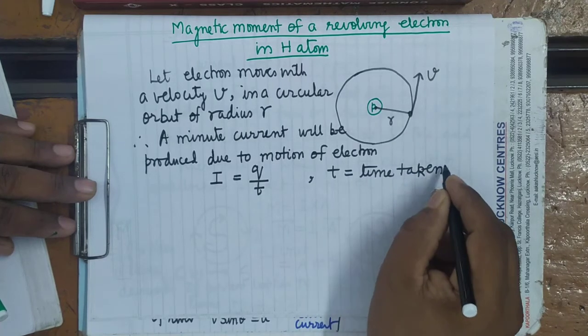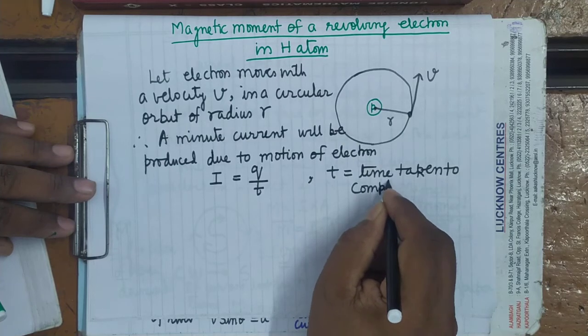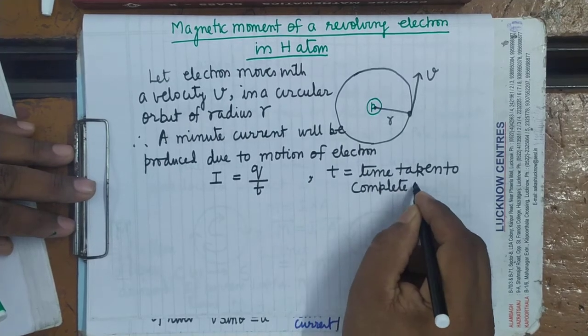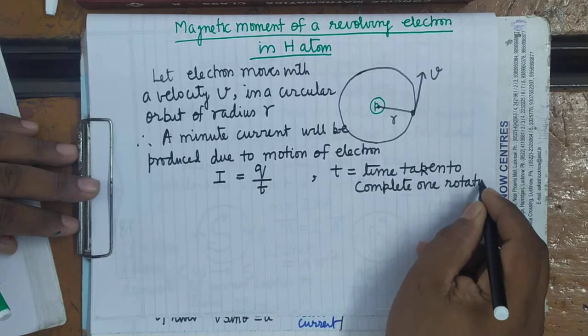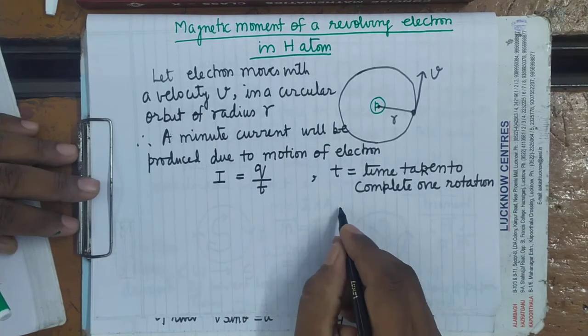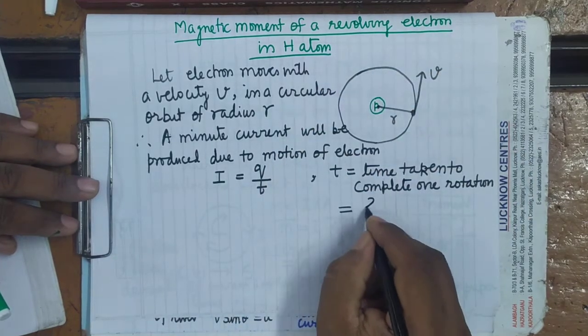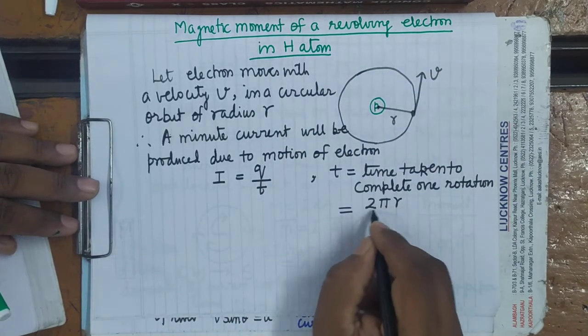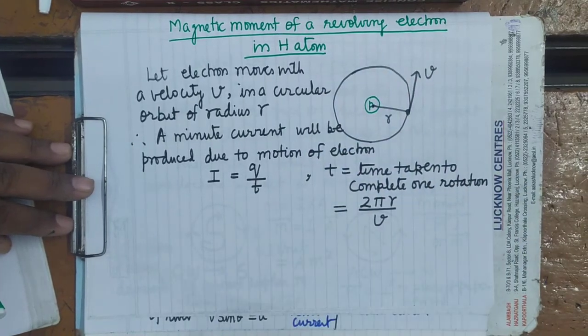Taken to complete one rotation. So you can see here how much distance it will cover in one rotation. The distance covered in one rotation equals the circumference, which is 2 pi r. And what is the speed? Speed is v. So this much time will be taken.